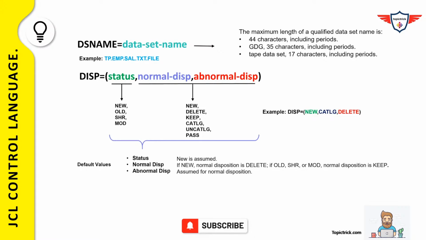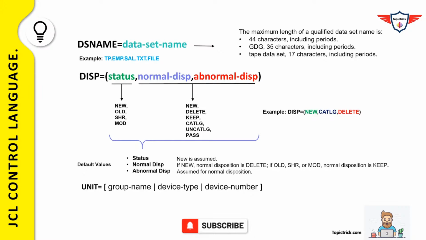Finally, the value of the abnormal disposition parameter instructs the operating system what to do with the dataset if the job ends abnormally. And the possible values are delete, keep, catalog, and uncatalog.